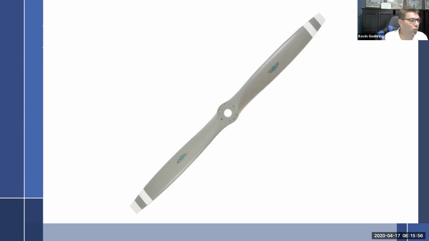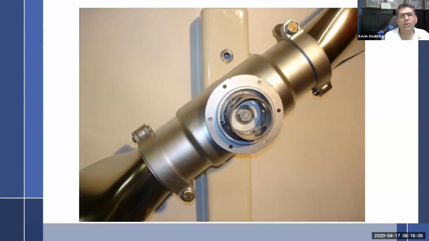And you think, ooh, it's composite. What is it like? You know, must be made out of some really cool carbon fiber. It's like, no, it's wood. Okay. Then we're going to talk about the ground adjustable prop. This one actually is something that you can adjust on the ground. You would not want to adjust it in flight.